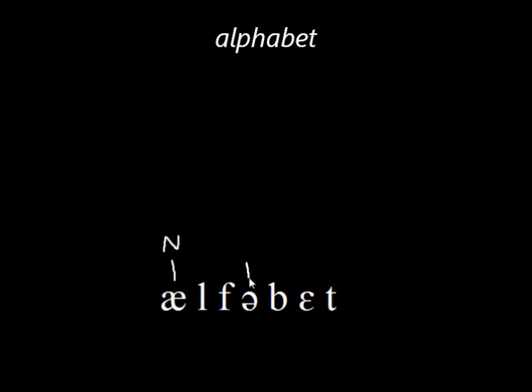First, we start by identifying the nuclei, which are usually vowels, and we mark that with an N. Then we gather all the consonants preceding each vowel that can form a viable onset. Lf is not a viable onset in English. We can tell because there's no word or possible word that could ever begin with lf. So only the f forms an onset.